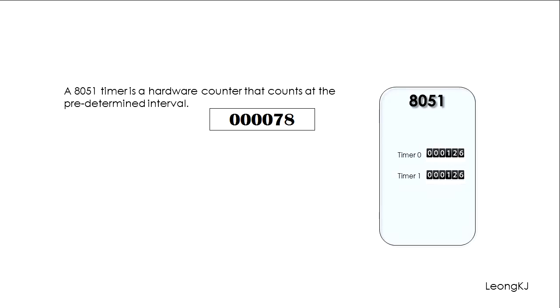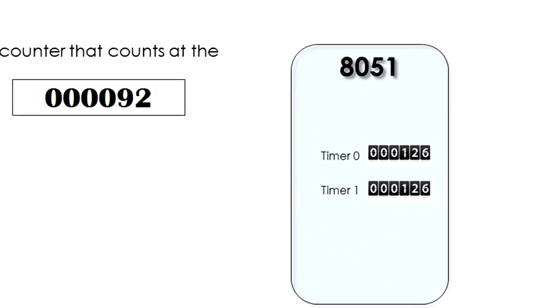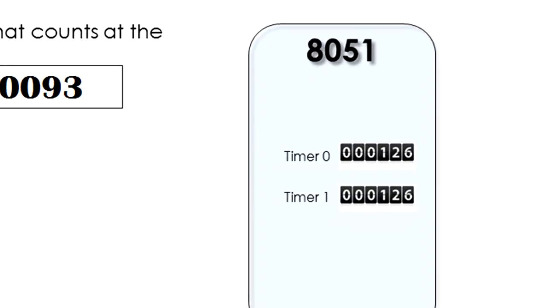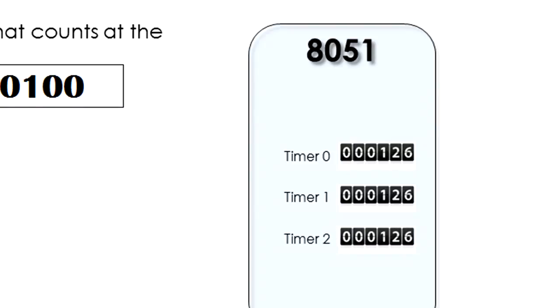The 8051 timer. A timer is a hardware counter that counts at a predetermined interval. The basic 8051 has two timers. However, some derivatives of the 8051 may have three timers.